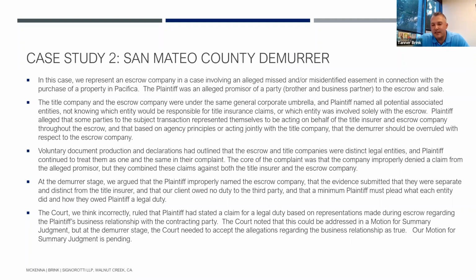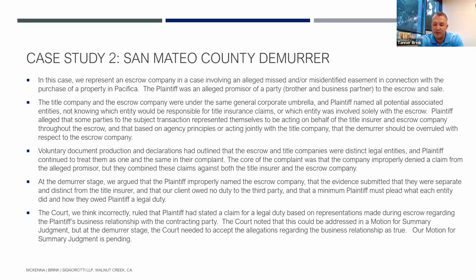The court did leave us room to pursue it further, stating that this was more of a motion for summary judgment type issue. And so we filed that, and that's pending right now. So they were able to get by the demur stage by a non-party to that escrow transaction. Again, I think they got it wrong, but not the first or the last time.